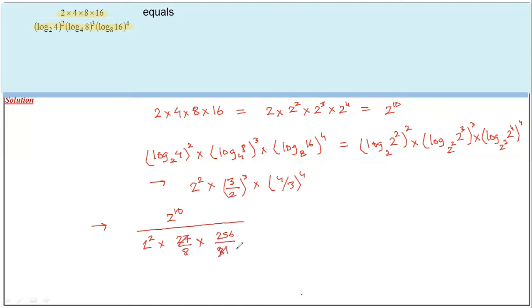So this gets cancelled out. So what we have is 2 to the power of 10 into 3 by 2 to the power of 7. So that is equal to 2 cube into 3, which is equal to 24.